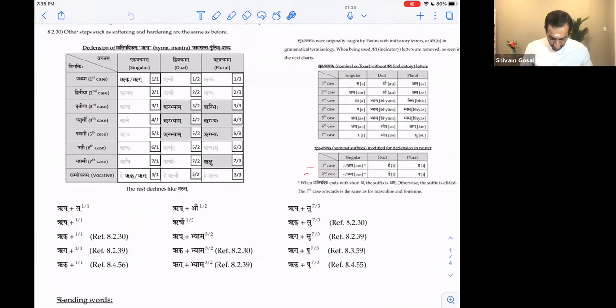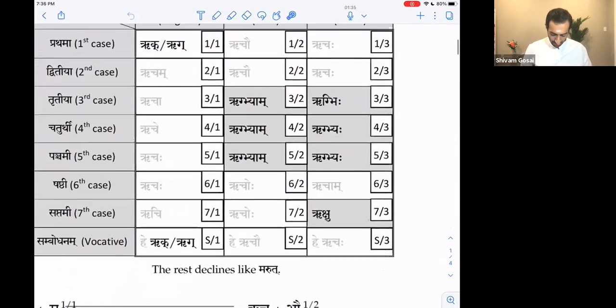And then what we see in 3-2, 3-3, 4-2, 4-3, 5-2, 5-3, is that cha becomes ga, and that's by jashtva sandhi. We'll quickly look at that again. And then 7-3, rikshu. 7-3 is a bit more complicated. I think it's honestly just better to memorize 7-3. It is rikshu, right? We get that kshu.